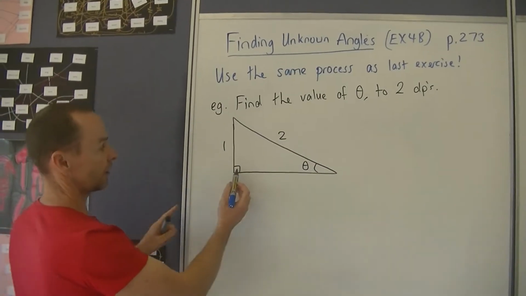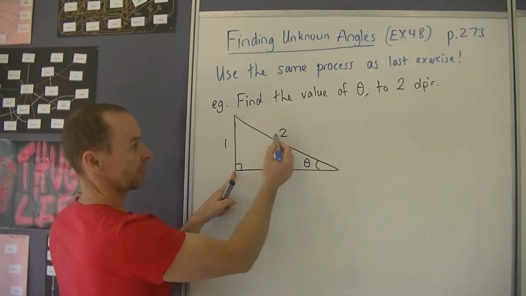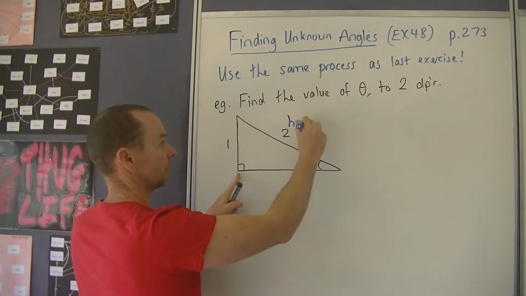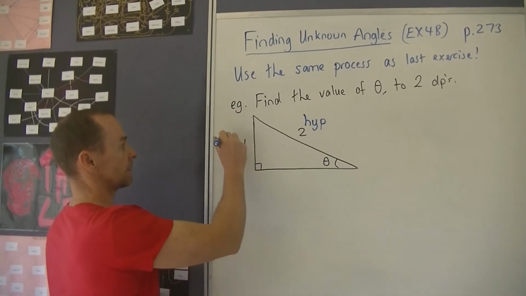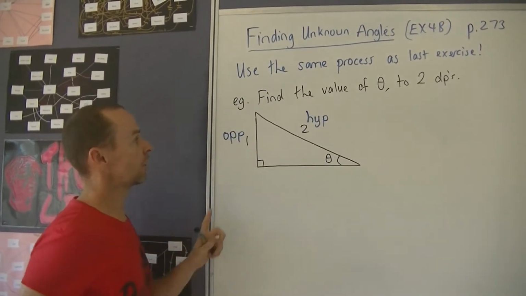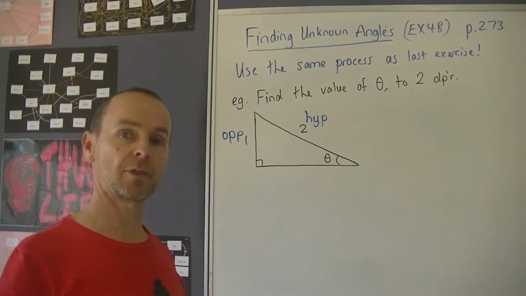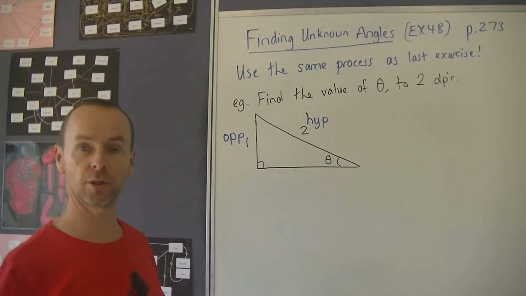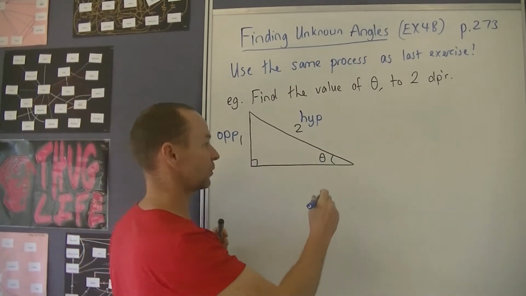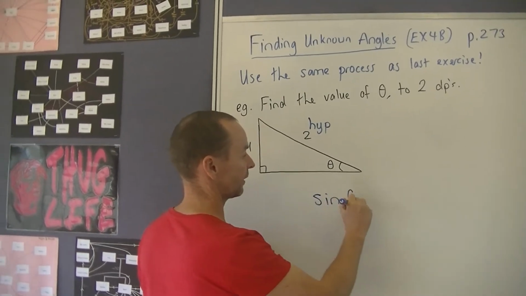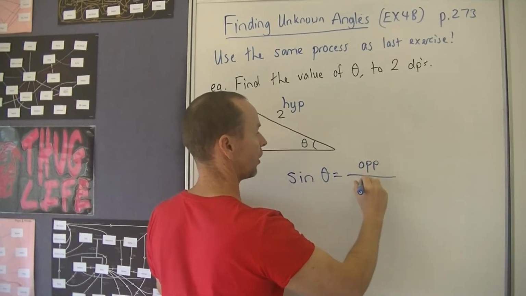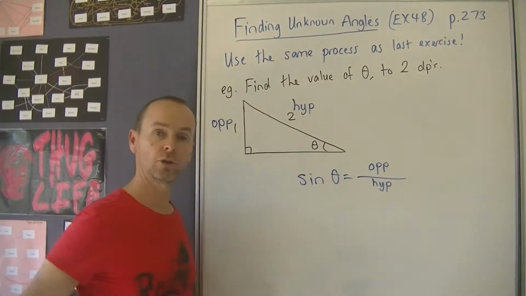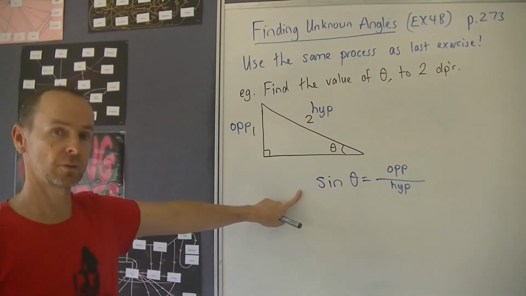We'll start off. There's our right angle, so this side here must be the hypotenuse, so we'll label it hypotenuse. Here's our angle. The one opposite that must be called the opposite. Which rule out of those three rules uses opposite and hypotenuse? Yes, you're right, the sine rule. Good job. So we write it out. Sine theta, SOH, so sine theta equals opposite over hypotenuse. Write the rule out first.